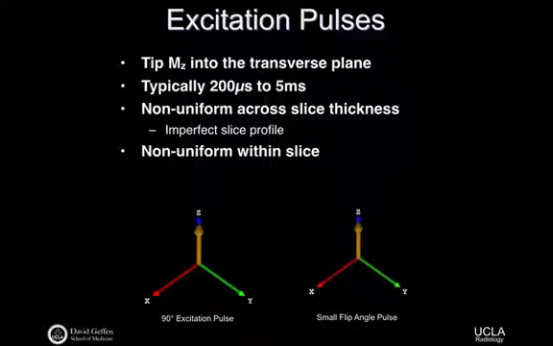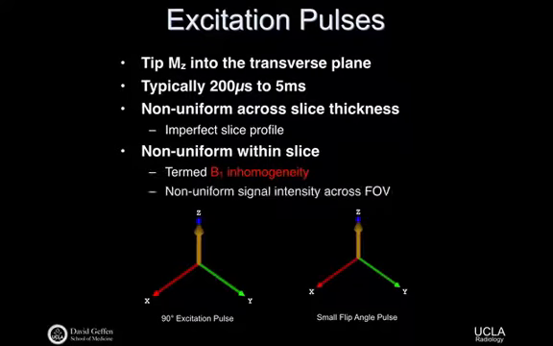We want everything to be a 90-degree pulse by design, but because of the patient and the B1 coil design, we may not get 90 degrees everywhere. So you can have non-uniformity inside the slice, and that's the B1 inhomogeneity.